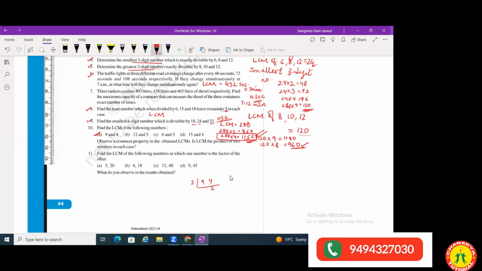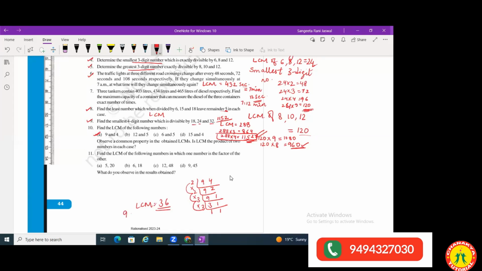So we will just multiply the numbers together. 2 2s is 4, and 9 still comes like this. 3, 3, 1. So this is 2 into 2 into 3 into 3, which is 4 into 9. 2 2s is 4, and 4 3s is 12, 12 3s is 36. So the LCM is 36. You got it? Now you observe that this LCM is the product of these two numbers.